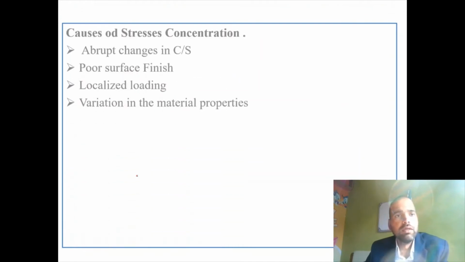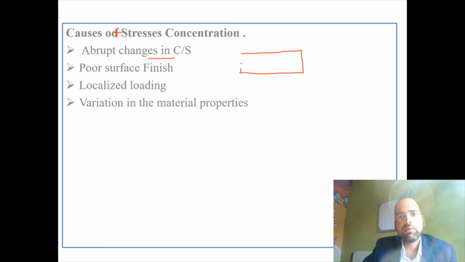Now, the causes of stress concentration. The causes of stress concentration are, first, abrupt changes in the cross section. Abrupt change means if this is a rectangular component, and in this rectangular component I make a sudden notch at any particular cross section, this abrupt change in the cross section will result in the concentration of stress. So this is one cause of stress concentration. Another is poor surface finish.